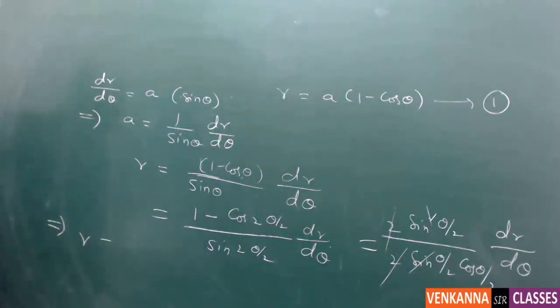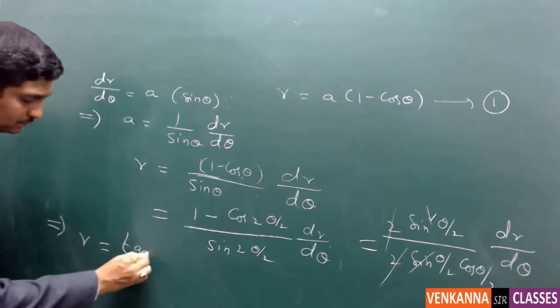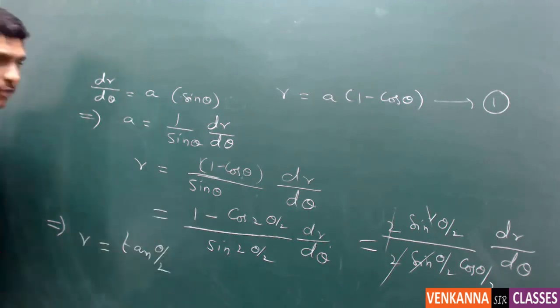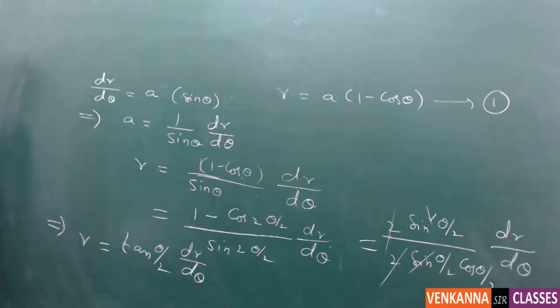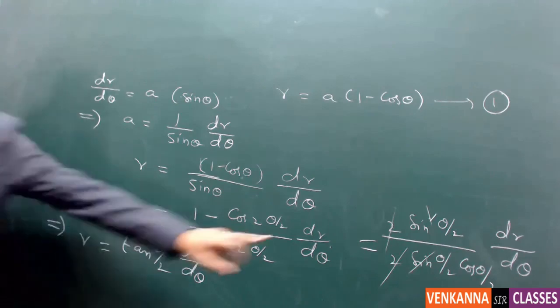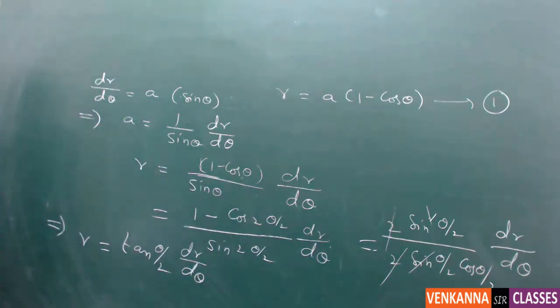This implies r is equal to tan theta by 2 into dr by d theta. Please check on this. Now we are going to replace dr by d theta with minus r square into d theta by dr. So where do you have the doubt? This part. Okay.